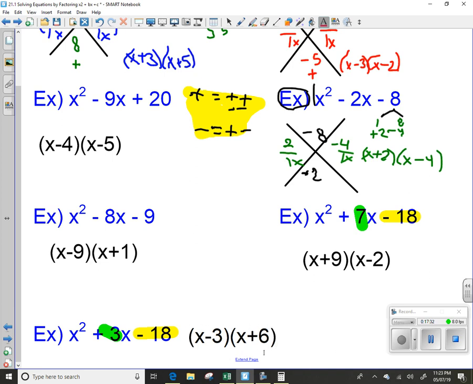And again, I would say to you guys, it doesn't matter which way I write this. If you wrote it as x plus 6 and then x minus 3, perfectly fine. As long as you have your signs correct and the correct number, we're good to go.